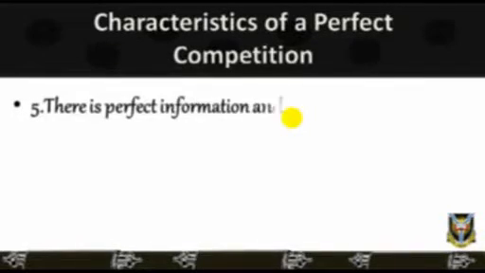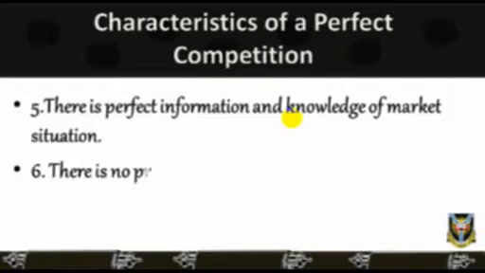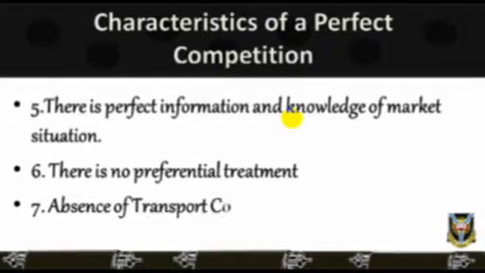5. There is perfect information and knowledge of market situation. This ensures that the same price obtains in the market. Buyers and sellers possess complete knowledge about the general asking price in the market. 6. There is no preferential treatment. Due to perfect information about the general asking price and the type of commodities sold in the market, every customer is treated in the same way. Thus, there is no question of exploiting one customer at the expense of another.